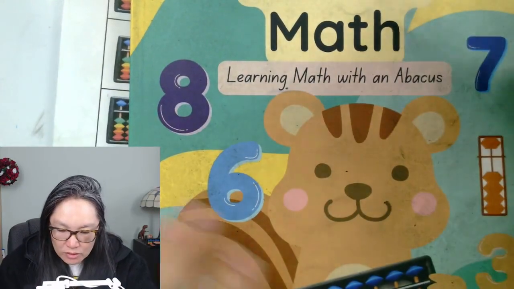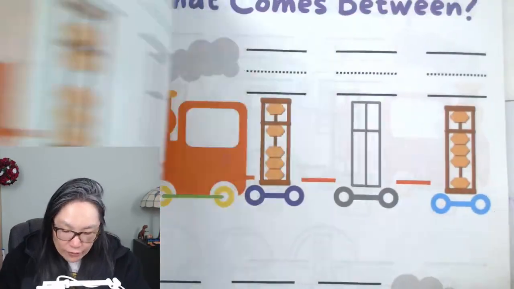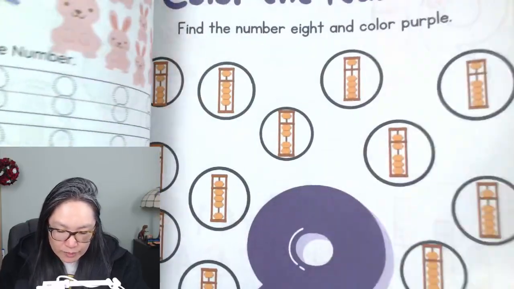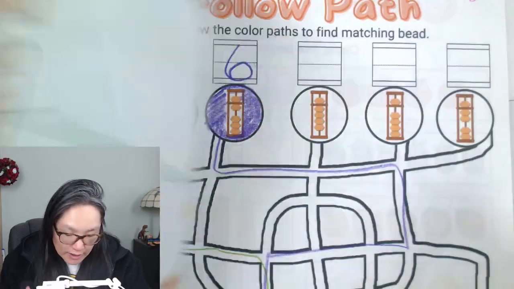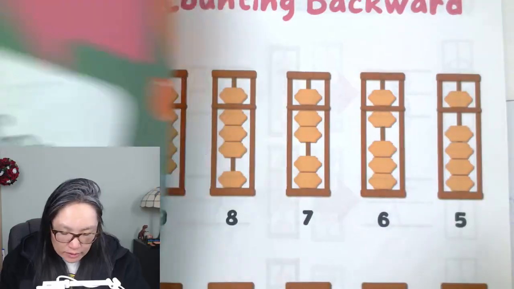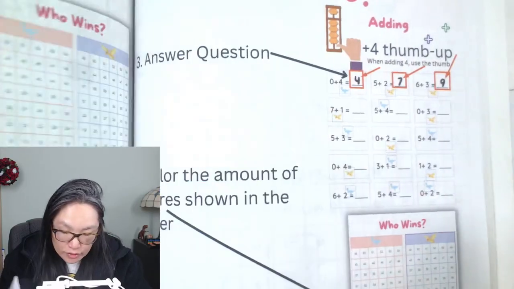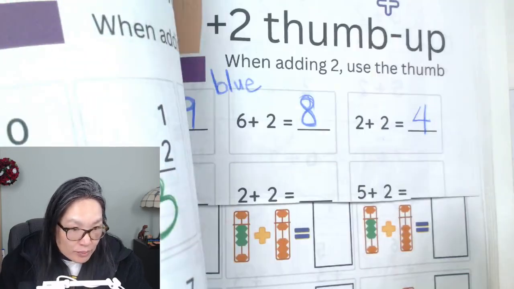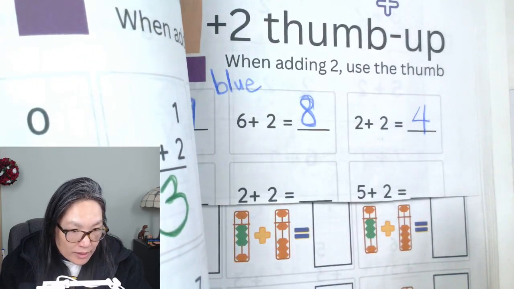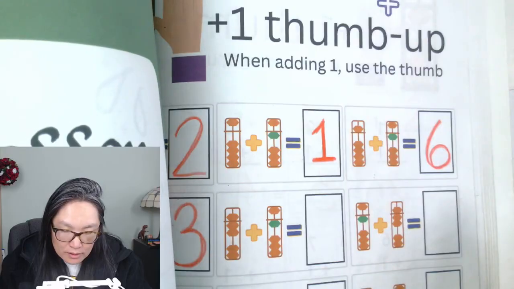Okay, so the first thing we did is we understood how to do some bead recognition. We understood what an 8 looked like, what a 9 looked like, and then this is just a little activity. But then what we're going to do is further learn how to read the abacus.